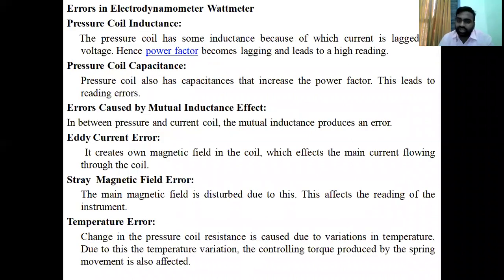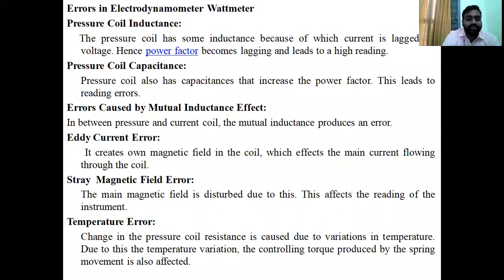Now if we look at the errors, there are errors with respect to the pressure coil. In the pressure coil there is a certain amount of inductance. There are errors due to pressure coil capacitance, errors due to mutual inductance effect, errors due to eddy currents, errors due to stray magnetic field, and errors due to temperature. What is the purpose of the error in pressure coil inductance? In the pressure coil, just a minute amount of inductance is present.